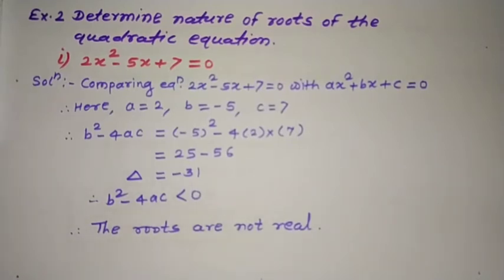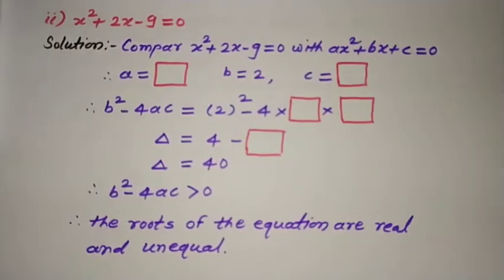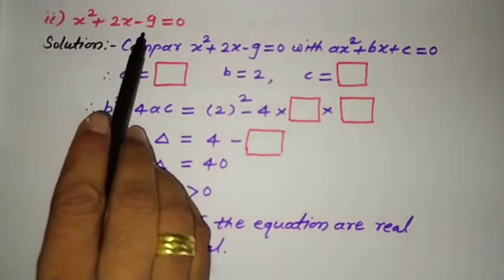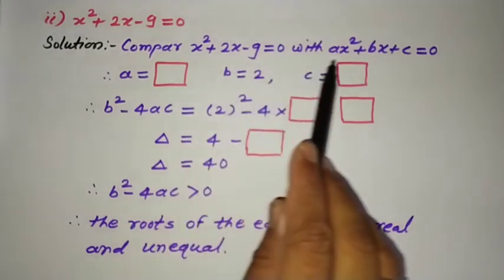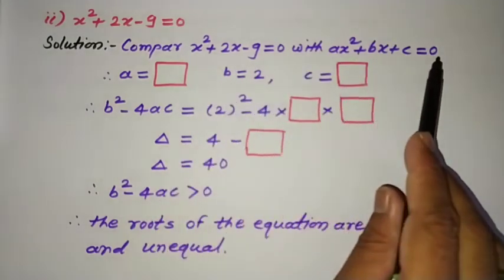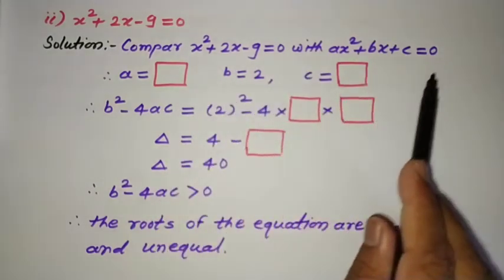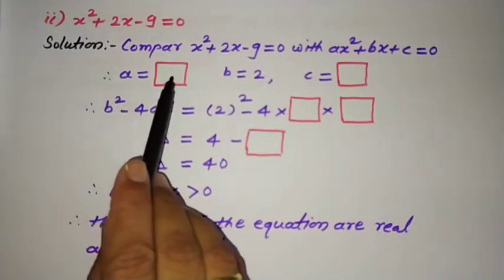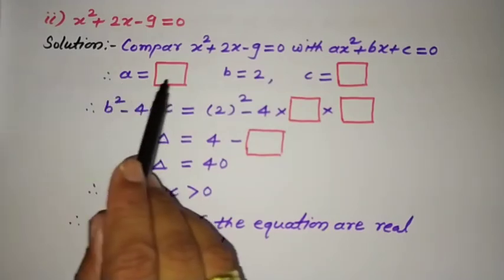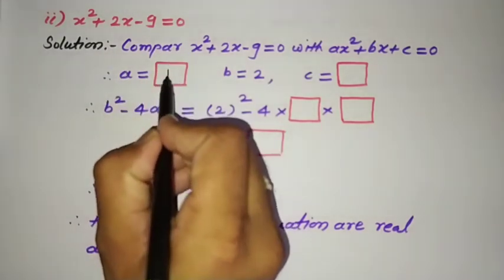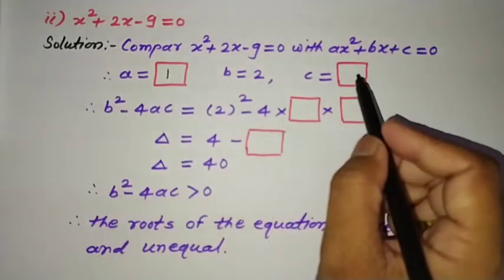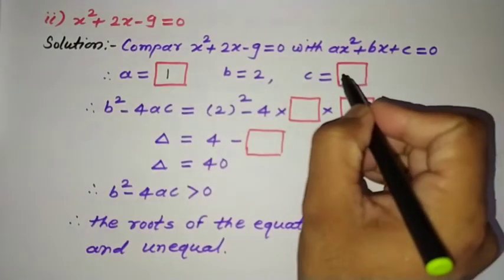In this type, solve the following equations and find the nature of the roots. Example number 2. x square plus 2x minus 9 is equal to 0. Solution. Compare this equation with ax square plus bx plus c is equal to 0. Here, the value of a is equal to 1, and the value of c is equal to minus 9.